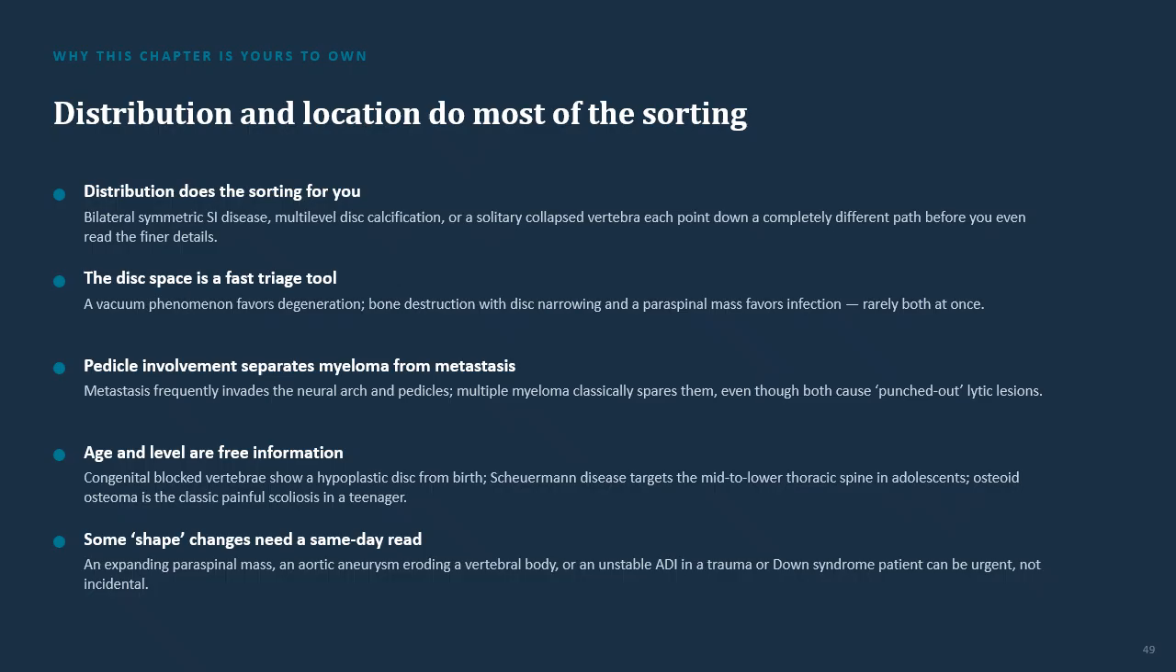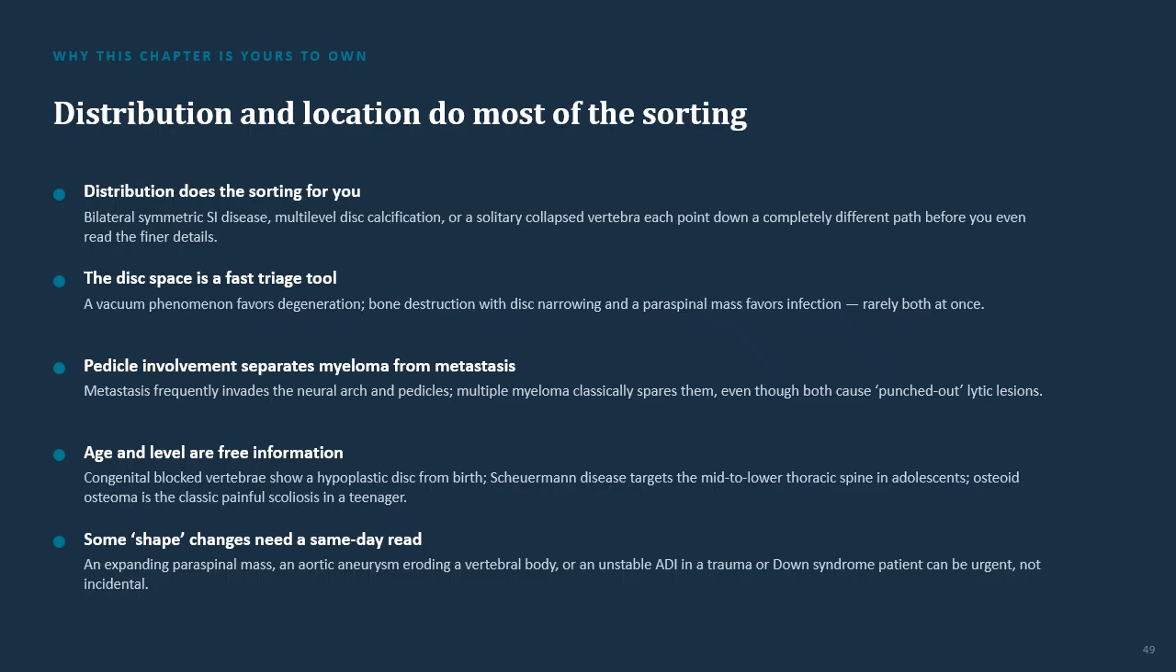Another thing that they're going to look at is that disc space. If they see what they call that vacuum phenomenon, the gas within the disc, that's usually going to point them towards some sort of degenerative change. But if those disc spaces are also narrowing with bone destruction, or we have some sort of paraspinal mass, it might point them more towards something like infection.